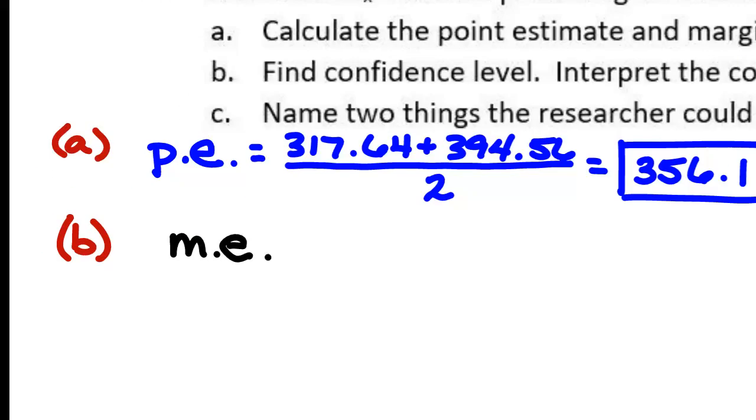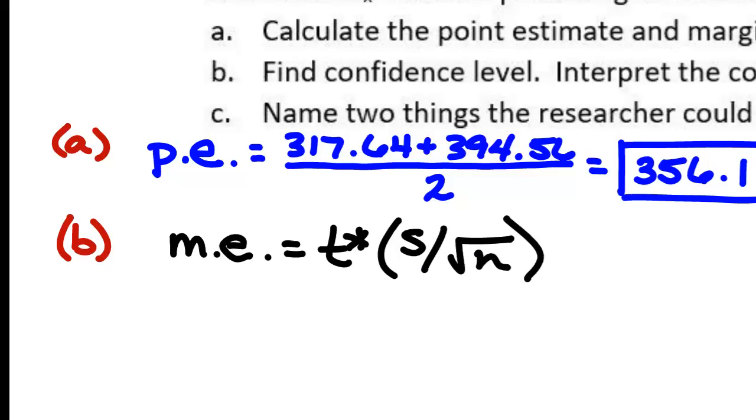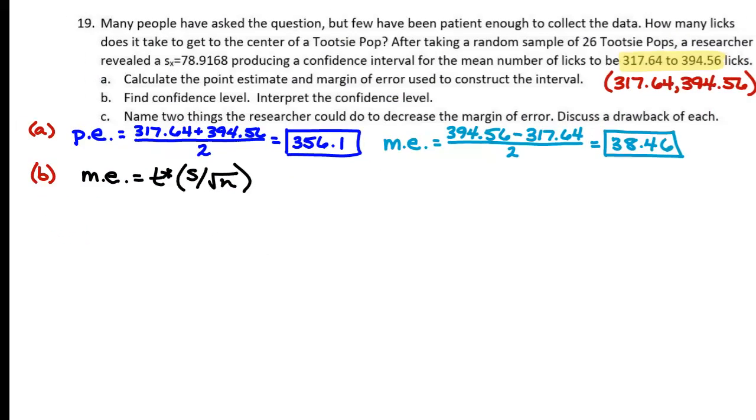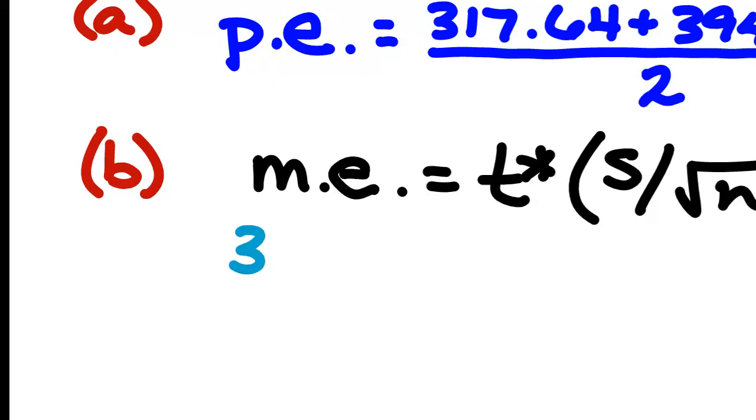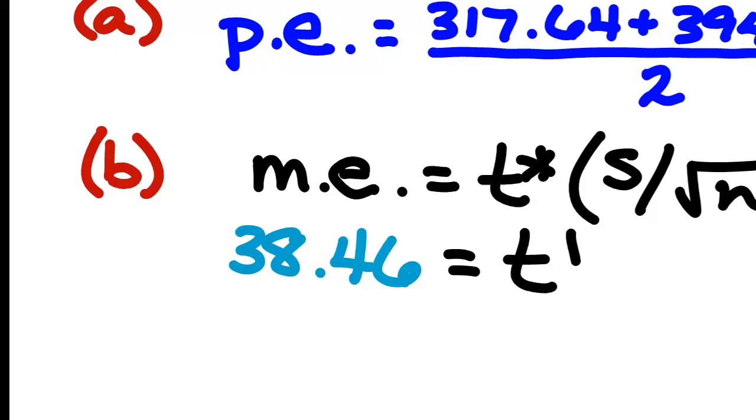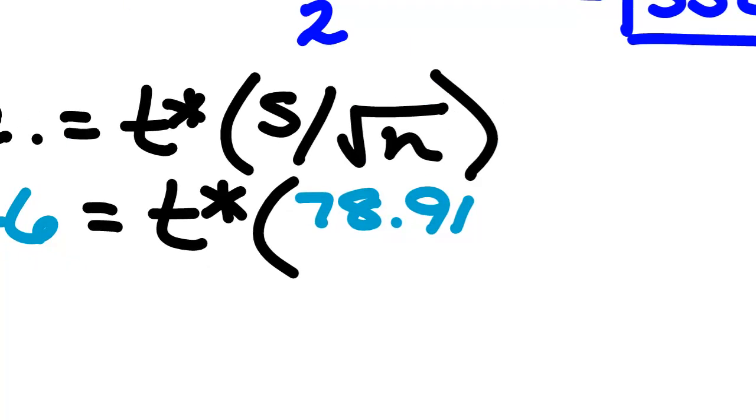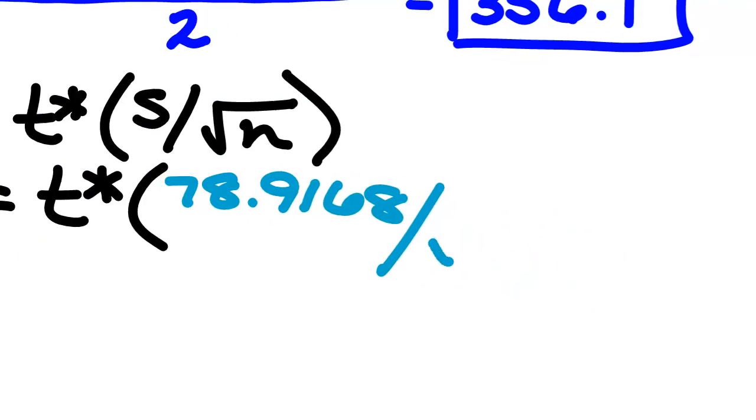To calculate the margin of error, we do t star times s divided by the square root of n. We know the margin of error is going to come out to be 38.46, so I can substitute that in. Equals, we don't know what t star is, but we do know s. s is 78.9168, divided by the square root of, what's our n value? 26.